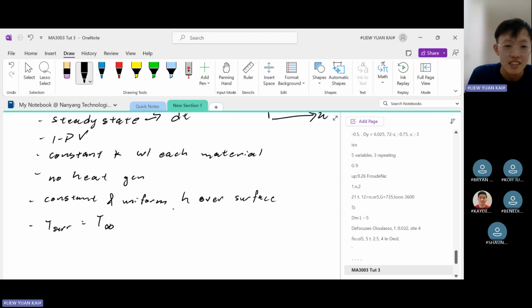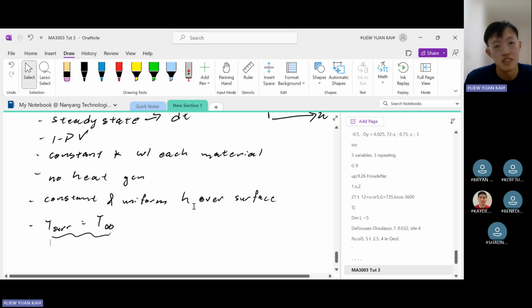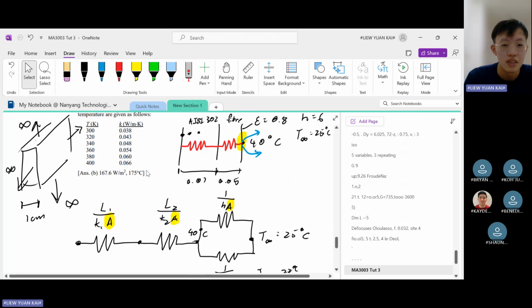Constant and uniform H, because H can actually change with the position on a surface. But don't worry about this now. This will be covered in the topic of convection. For now, in earlier topics, you just assume that it's constant and uniform. And because they don't give us T surrounding, we just assume it's the same as the ambient temperature. So these are my assumptions.